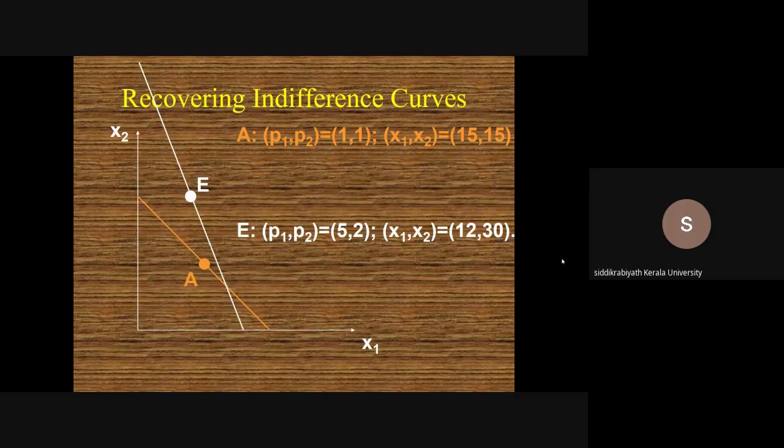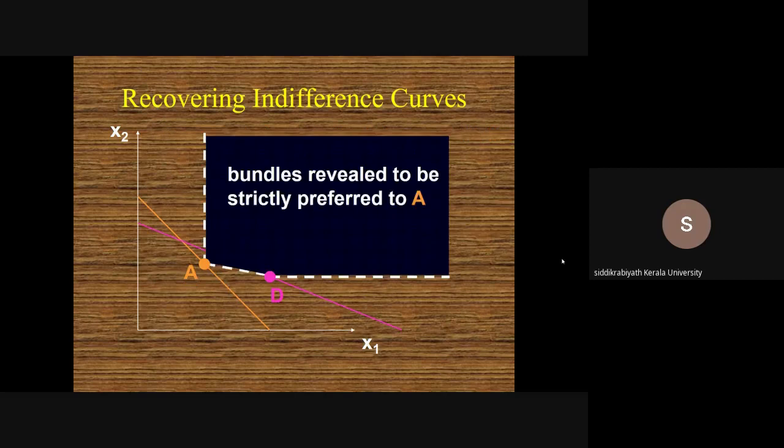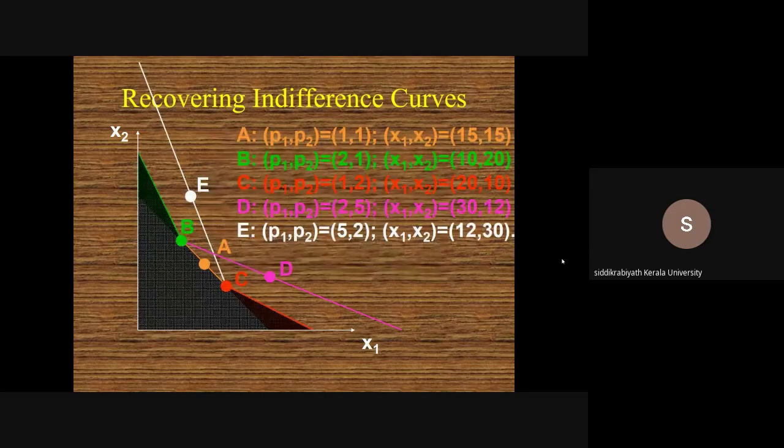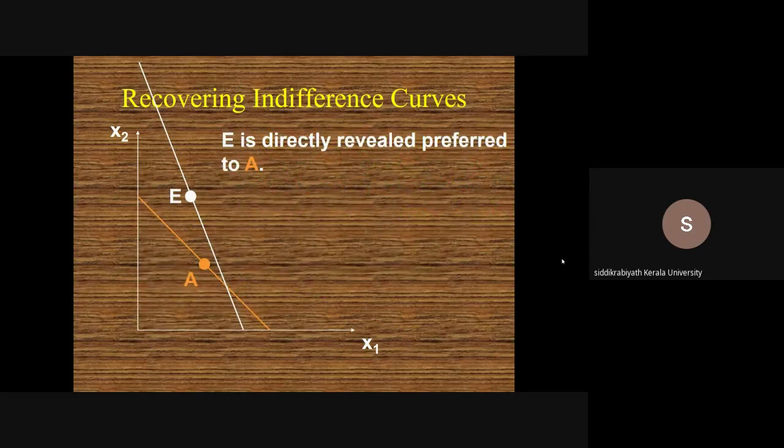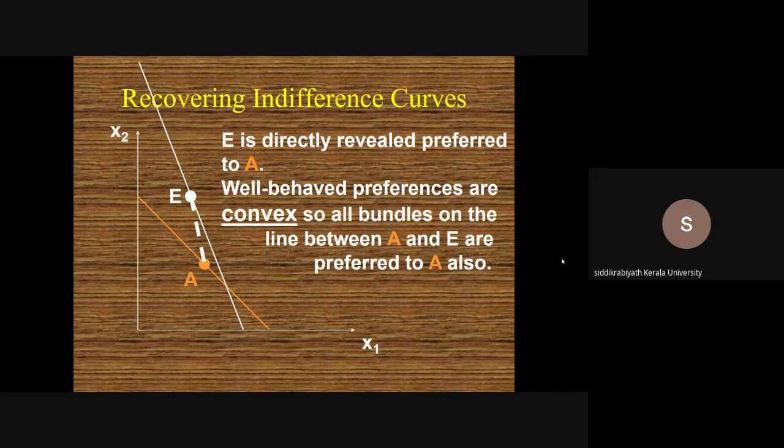Now, what about the other point, which is called the E vector? Okay. If you look into the E vector, E is directly revealed preferred to A. Just like the D case, E is also directly revealed preferred to A. So, with the same assumption, if you apply that well-behaved preferences are convex, all bundles on the line between A and E are preferred to A.